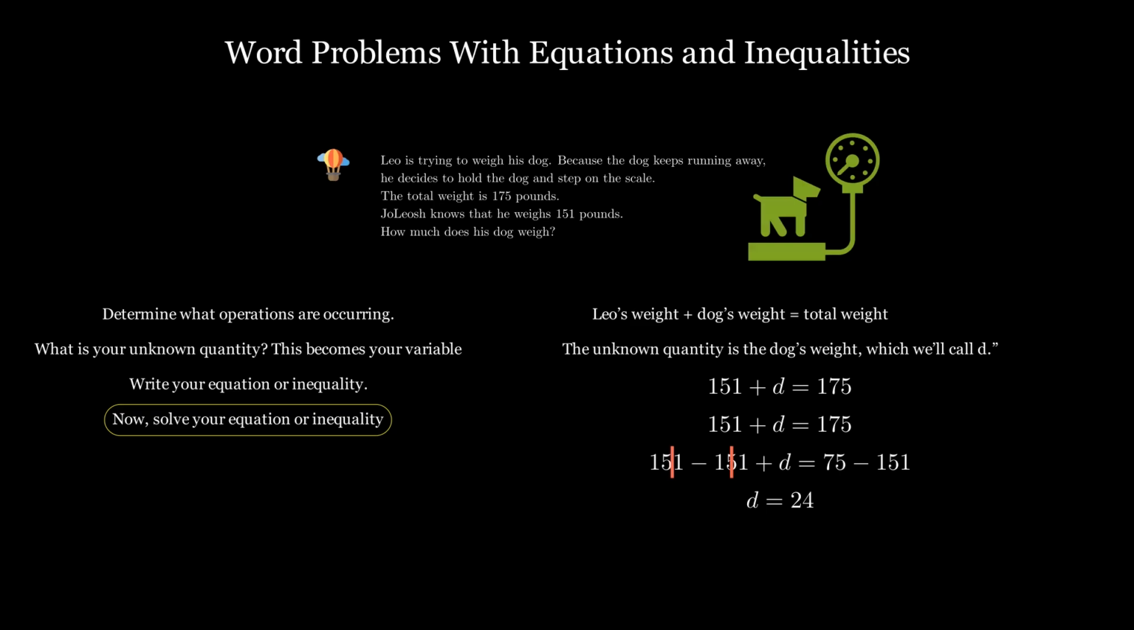But let's quickly recap how we solved this step by step. We started by setting up the equation based upon what we already knew. Then we subtracted 151 from both sides to isolate D. And finally, we solved to find D. Now that we have worked through solving a simple equation, let's move on to a slightly more complex scenario involving inequalities. So let's take a look at another example.